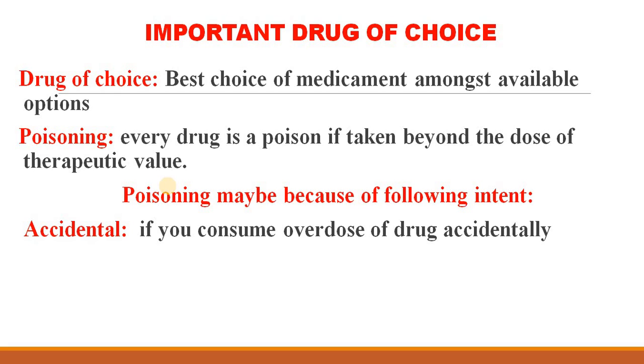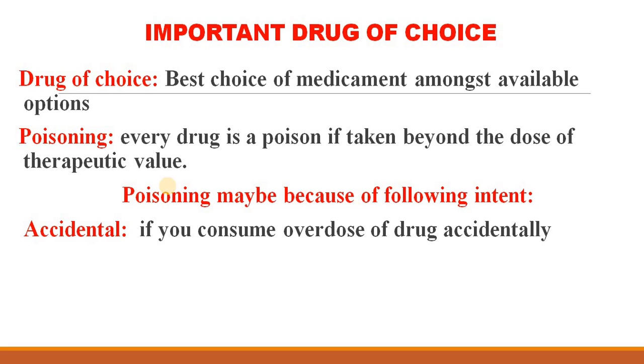Suppose that you consume an overdose of a drug accidentally. Or if you like mushroom curry, sometimes because of improper conditions or cultivation, that mushroom gets poisonous. So there develops a poison in the mushroom. You might have heard or read in the newspaper that there is mushroom poisoning due to eating mushroom curry. That is accidental. You got poisoning accidentally, so that is accidental poisoning.